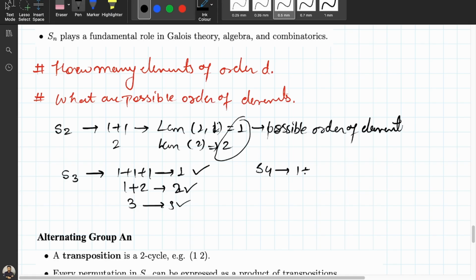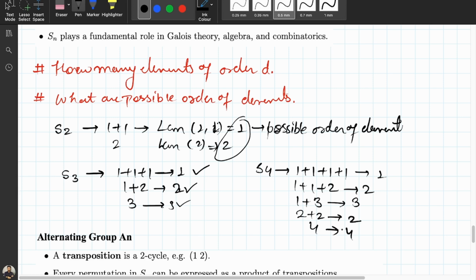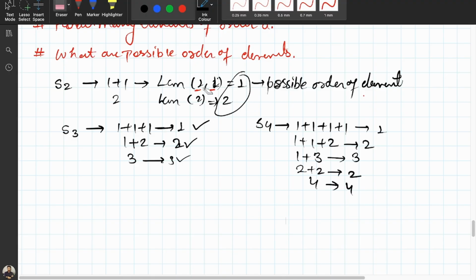In S4: 1 plus 1 plus 1, 1 plus 1 plus 2, 1 plus 3, 2 plus 2 and 4. So elements of order 1, order 2, order 3, order 2 and order 4 will be there. Now one thing, how many elements will be there? That's very simple. We want to calculate how many elements of order 1, how many of order 2. I will show that with the example of S3.